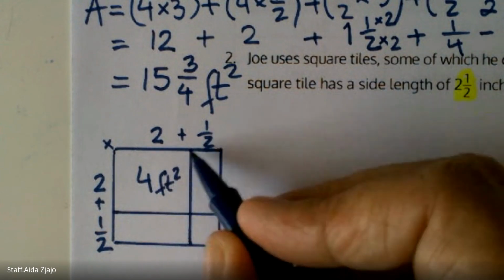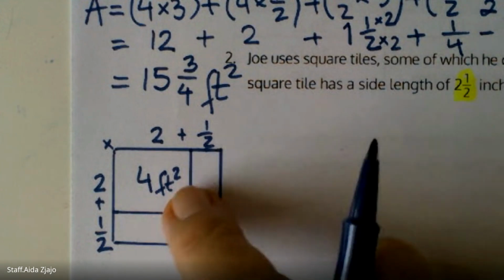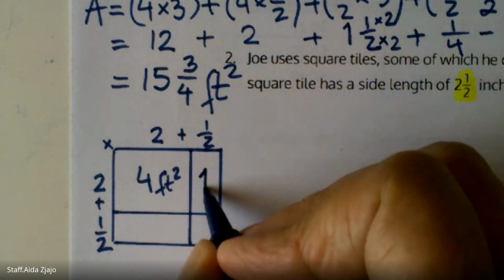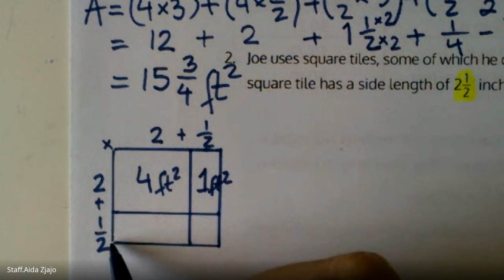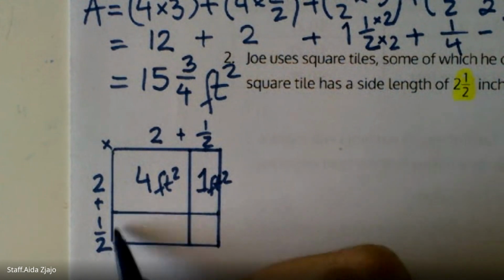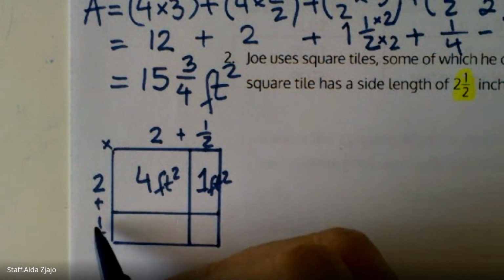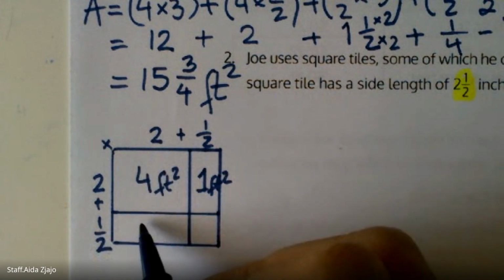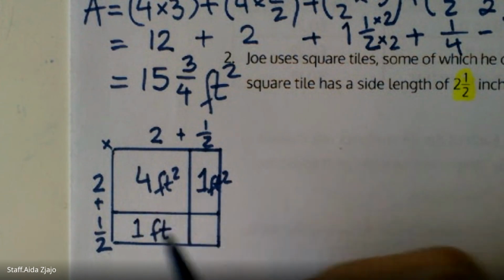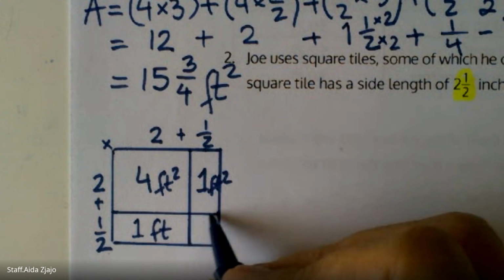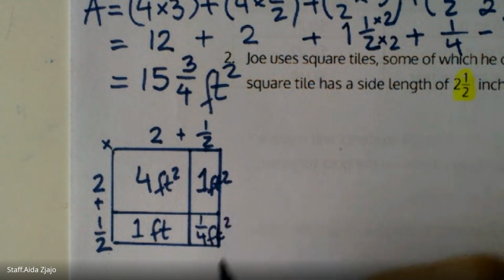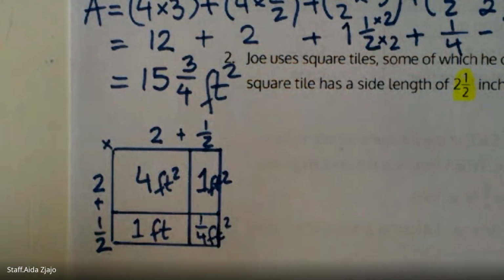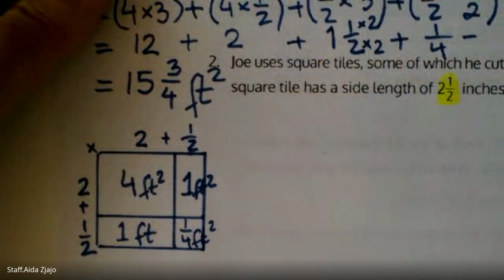2 times half is 2 halves. 2 halves makes a whole feet square. And then again, this is 2 times half. So 2 times half is 2 halves. Or what is a half of 2? That is 1. And then this one is 1/2 times 1/2. What is a 1/2 of 1/2? It's 1/4 square feet. So now I know what 1 square paper is.